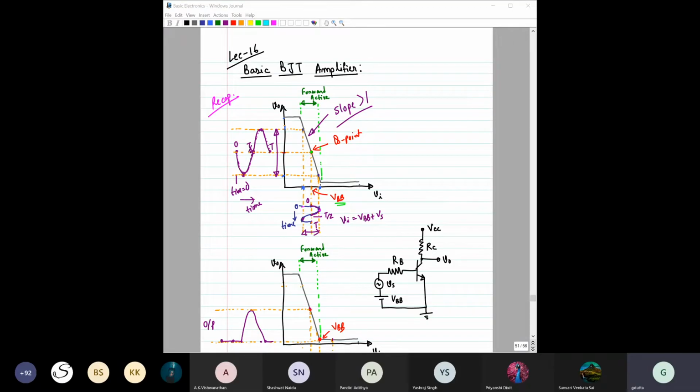Previously we were discussing the DC biasing of bipolar junction transistor circuits, and during our discussions we also saw why it is so important to set the Q point in the proper position. For example, we have seen the transfer characteristics, output versus input, and the characteristics would look something like this. I am considering the NPN transistor.